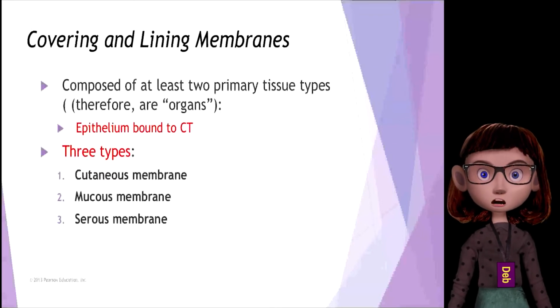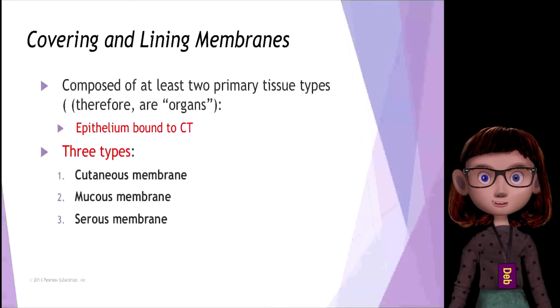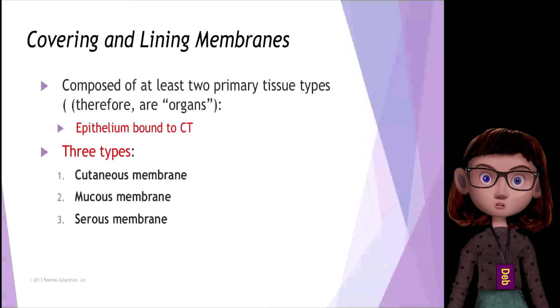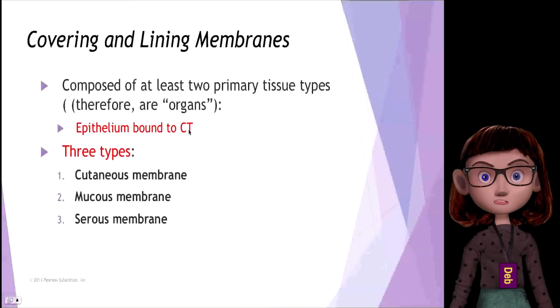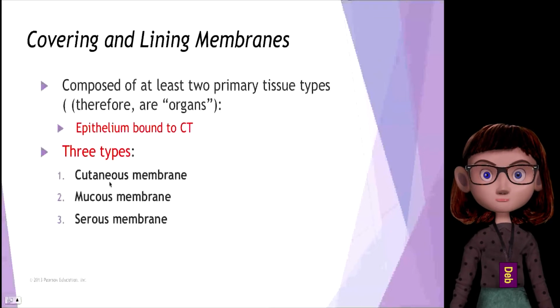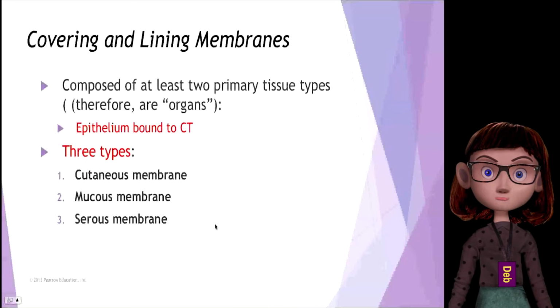Each type of membrane, though, will be composed of at least 2 primary tissue types. So therefore, we call them organs. Each membrane consists of an epithelium bound to connective tissue. There are 3 major types of membrane in the body: cutaneous membrane, which is actually on the outside of the body, the mucous membrane, and serous membrane, and we will discuss each of these.